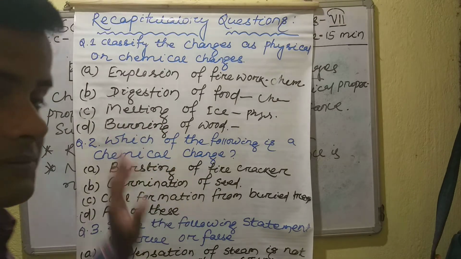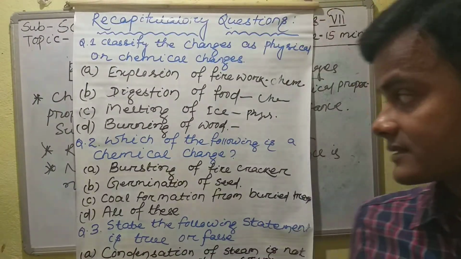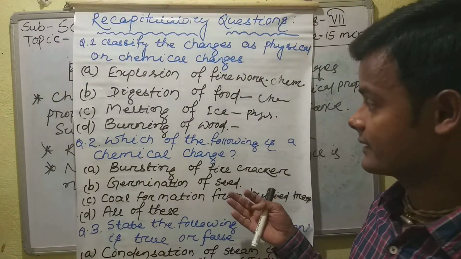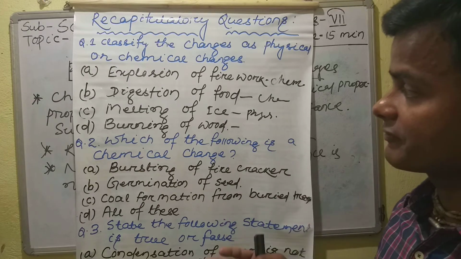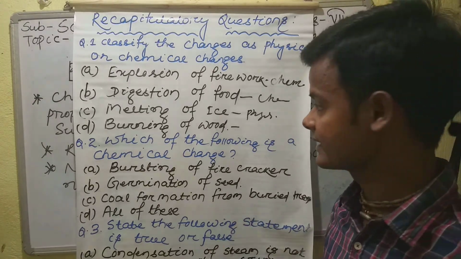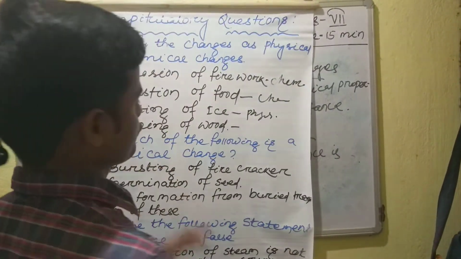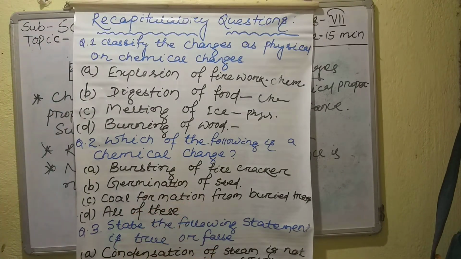Melting of ice, it is physical change. If you melt ice, we'll get water. And if you freeze water again in the refrigerator, you will get ice again. Burning of food, it is chemical change, right? We cannot get the wood again.